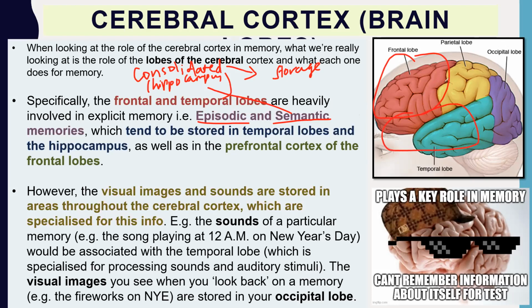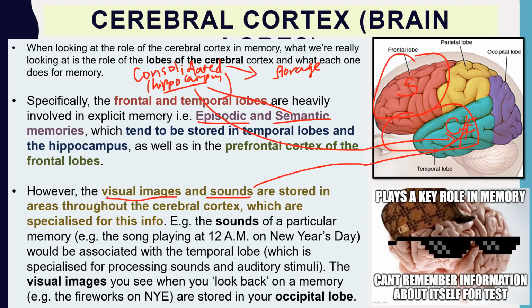Mostly though in the frontal lobe. The temporal lobe does more of that consolidation because the hippocampus is inside that temporal lobe. So consolidation or encoding happens here, and the storage happens in the frontal lobe or the prefrontal cortex. However, the different components of those memories, for example the sound of a particular song that you heard when you went to someone's party, are stored throughout the entire cerebral cortex. Sound related information is the role of the temporal lobe, so the sounds of a memory are often stored there.